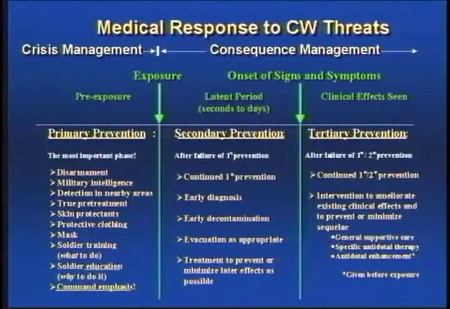Let's now examine the sequence of events that would happen prior to, during, and after exposure to chemical warfare agents. From a civilian perspective, the time between notification of an increased threat and actual exposure is a time in which certain preventive measures can be taken. It's called the crisis management phase. Once exposure has occurred, the response after that point is called, appropriately enough, consequence management.